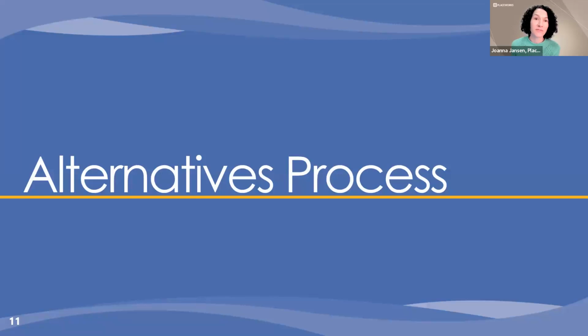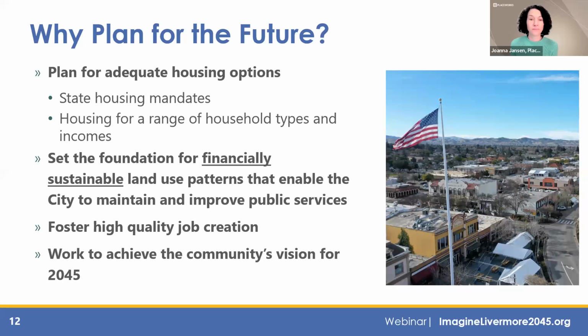One important step of the overall update is the alternatives process, and I'm going to say a little bit more about that now. So there's a number of very important reasons why we need to plan for the future by looking specifically at potential land use changes in Livermore. One, of course, is to make sure that we're planning for adequate housing options. This is in part about being responsive to state housing mandates as required by the law, but it's also more importantly about providing housing for the full range of people who live and work in Livermore and that have full range of household types and incomes.